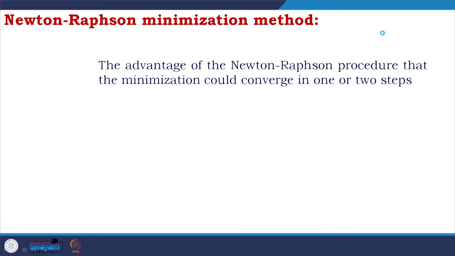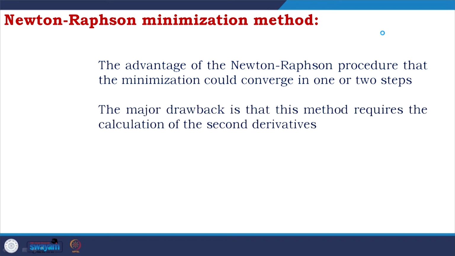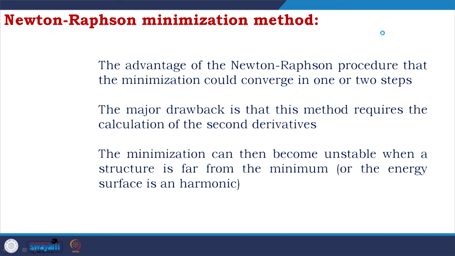The advantage of the Newton-Raphson procedure is that the minimization could converge in one or two steps. The major drawback is that this method requires the calculation of the second derivative, so it is computationally expensive. The minimization can then become unstable when a structure is far from the minimum or the energy surface is anharmonic.